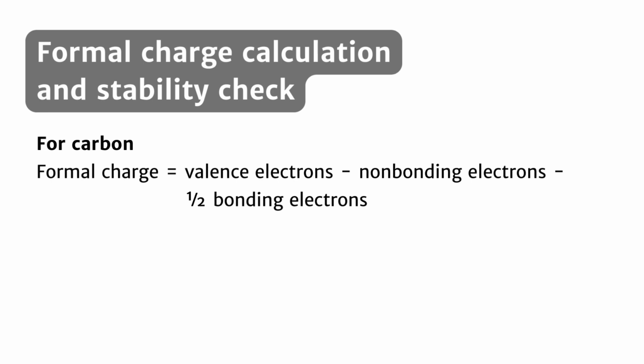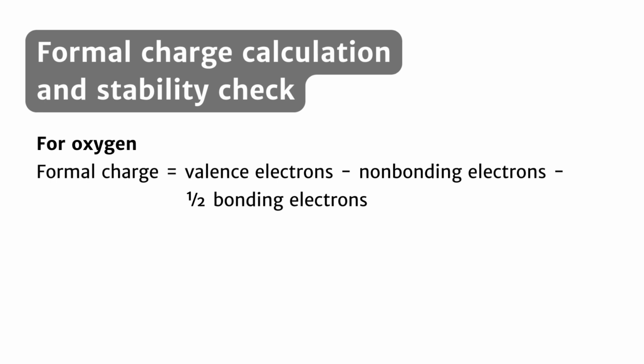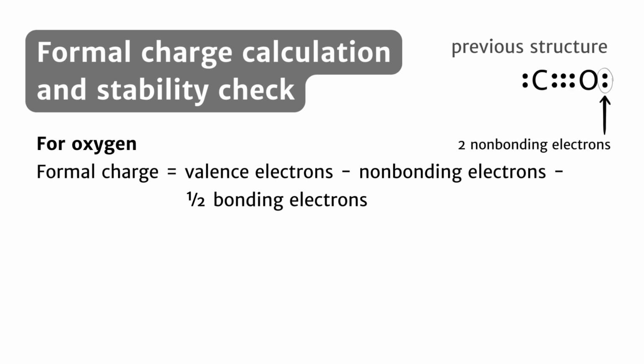For carbon atom, valence electrons are 4, non-bonding electrons are 2, and bonding electrons are 6. So the formal charge will be equal to 4 minus 2 minus half times 6, which equals to -1. For oxygen atom, valence electrons are 6, non-bonding electrons are 2, and bonding electrons are 6. So the formal charge will be equal to 6 minus 2 minus half times 6, which equals to +1.